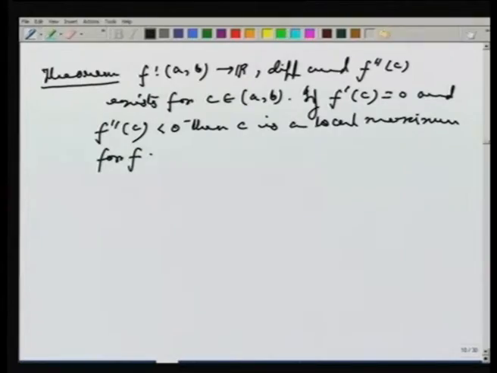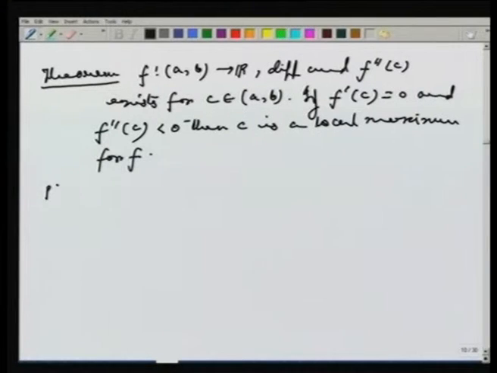So, the point is that I have defined a function f on the open interval (a, b). Suppose there exists a point c where f prime of c is equal to 0. If f is twice differentiable at c and the double derivative of f at c is less than 0, strictly less than 0, that is important, then c turns out to be a local maximum for the function f.